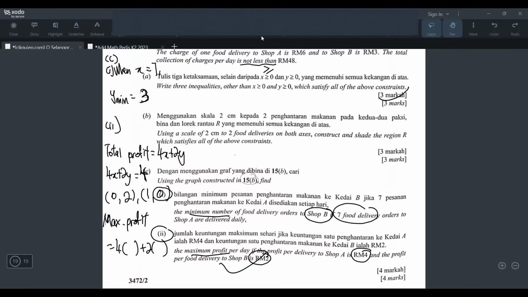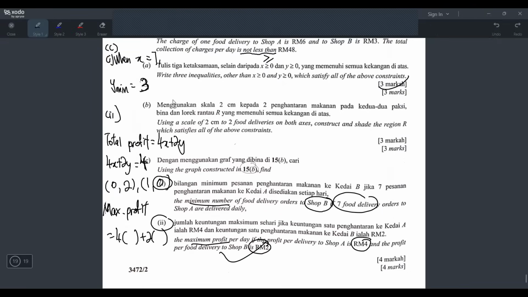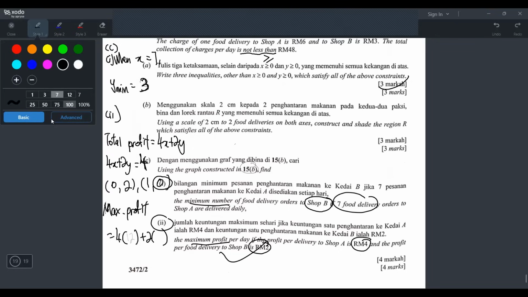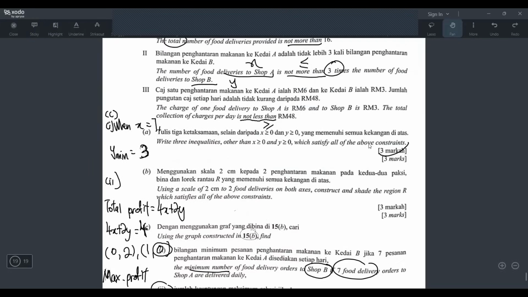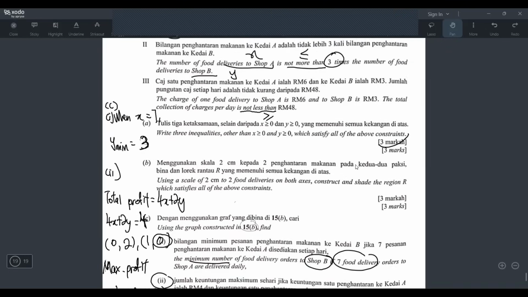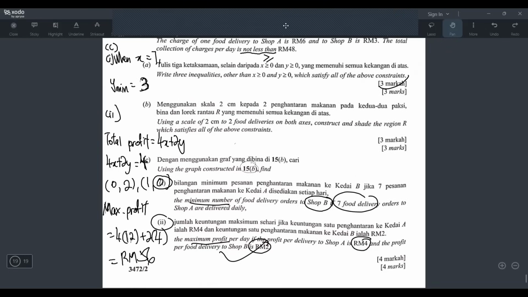So now we have to substitute 12 and 4, but don't reverse them: the 12 is x and the 4 is y, right? The answer will be in RM because it's profit. So now we just press the calculator. Okay, my calculator gives me 56. So the maximum profit per day is RM56, right? And that's all. You get 10 marks. So, yep, done. Bye-bye.